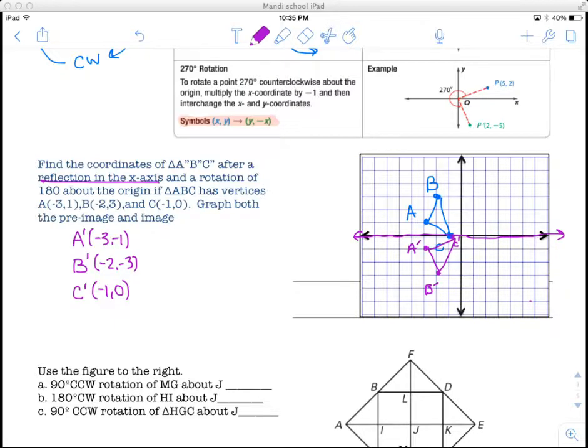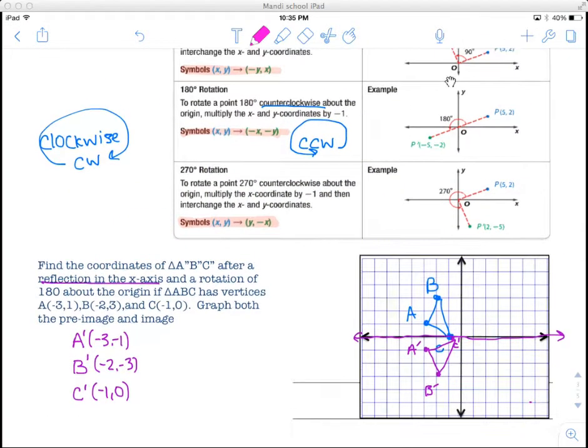Then it says rotate about the origin 180 degrees. So let's look right here. 180 degrees says that we need to take the negative x and the negative y. The negative x and the negative y. So our second transformation, so double prime, would be a negative x, so that's positive 3, and a negative y, which makes a positive 1.